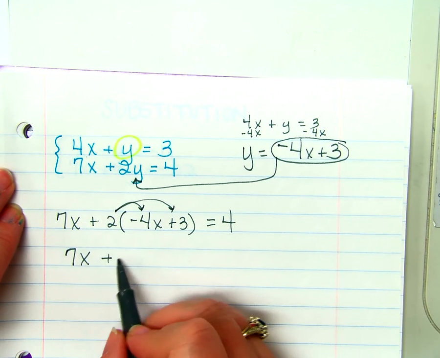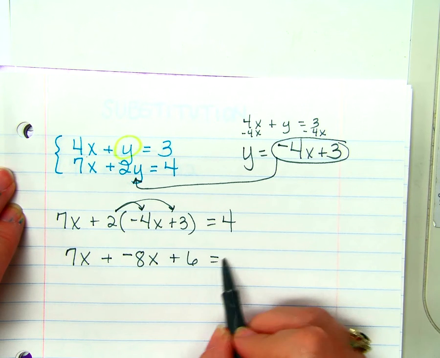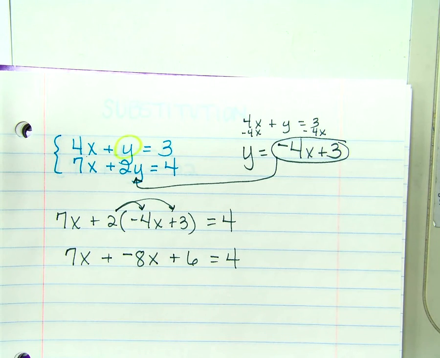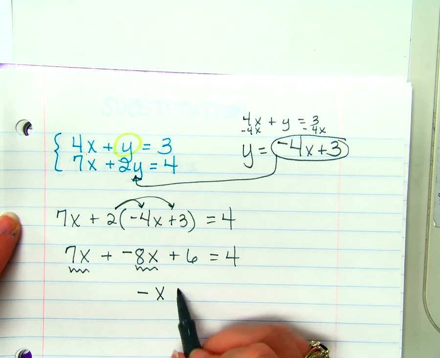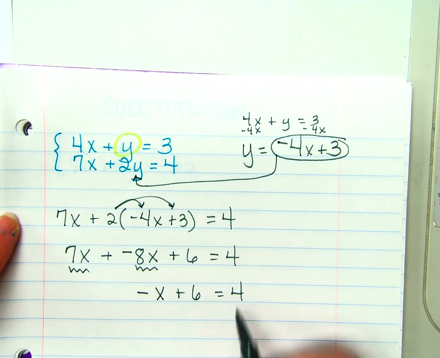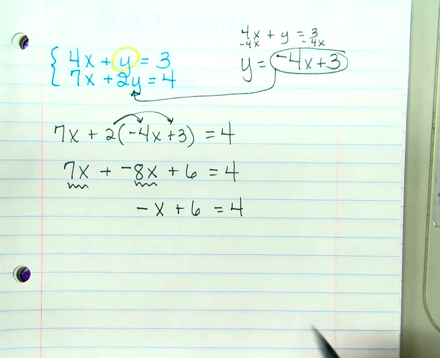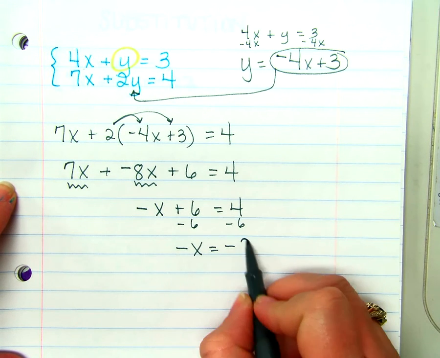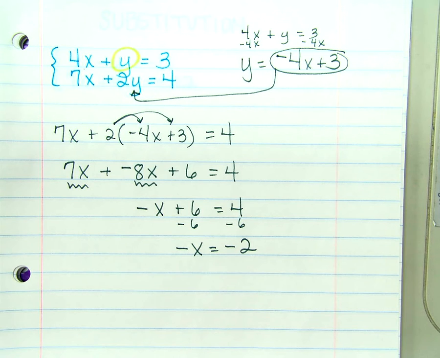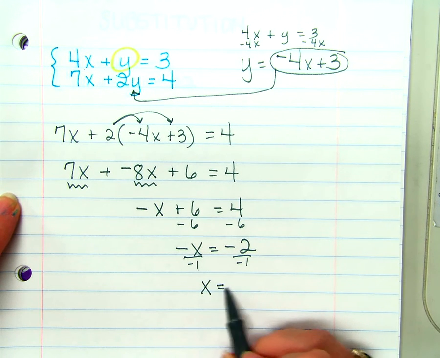7x plus negative 8x plus 6 equals 4. Combine my x's and get negative x plus 6 equals 4. Then you subtract 6 from both sides. Negative x equals negative 2. Then you divide, and x equals 2.